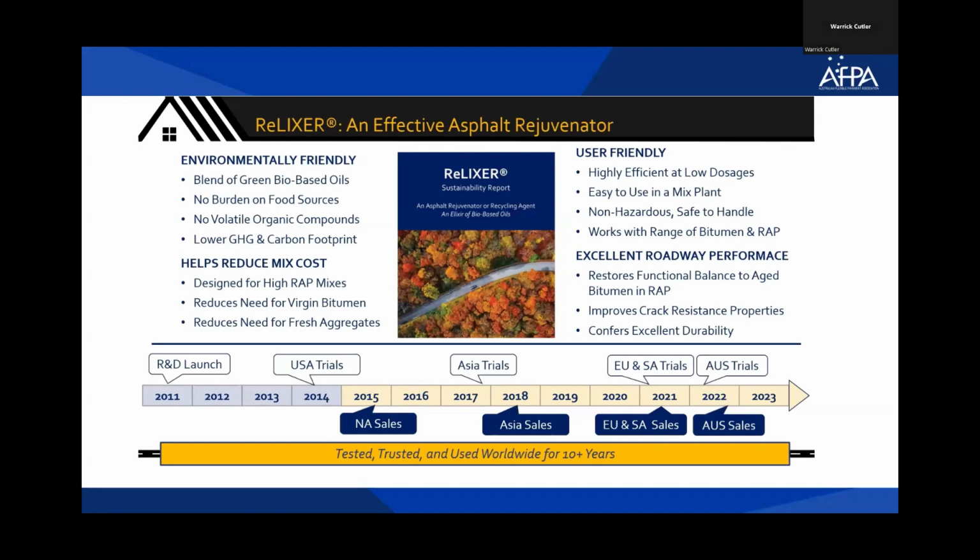Very efficient at low dosages, very, very easy to mix in a plant, non-hazardous, safe to handle, safe to transport, safe to use, and most importantly, works with a wide range of bitumens and RAP.